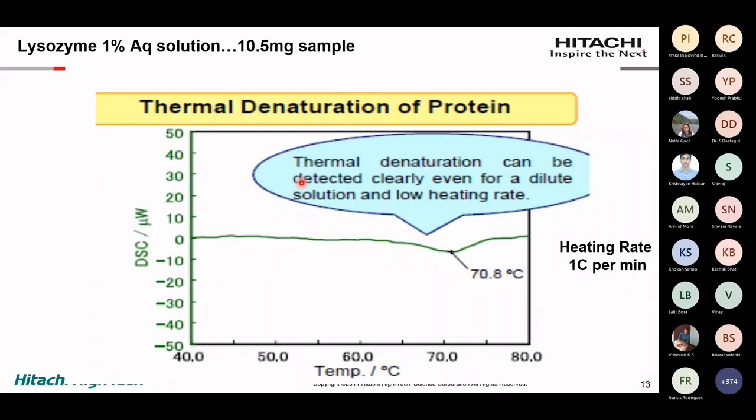Another application is related to people working in the biological field. Here the application shows thermal denaturation of protein material. The compound is lysozyme 1% aqueous solution, which is a very, very low concentration. This 1% of lysozyme can be determined by DSC, and the property measured is called thermal denaturation of protein. Thermal denaturation means breaking of the bond. On the basis of the breaking of the bond and its temperature, one can identify what type of protein it is.